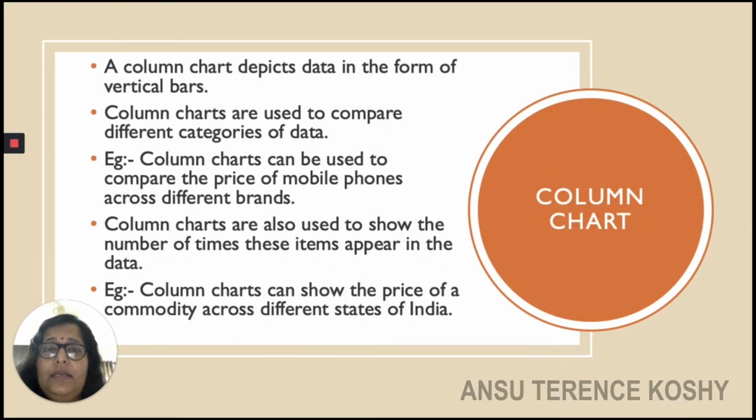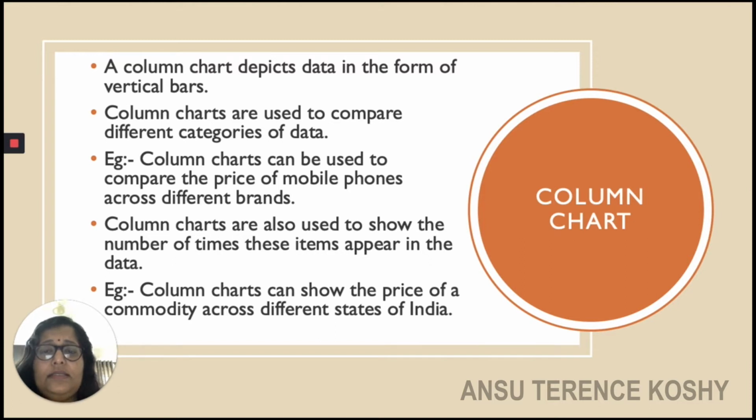A column chart depicts data in the form of vertical bars. It was already shown in the previous video that a column chart shows data in a vertical manner. Column charts are used to compare different categories of data. You can compare a lot of different types of data on the same scale. A column chart can be used to compare the price of mobile phones across different brands. If you consider different brands like Samsung, Huawei, etc., you can compare the price between these brands in a chart.